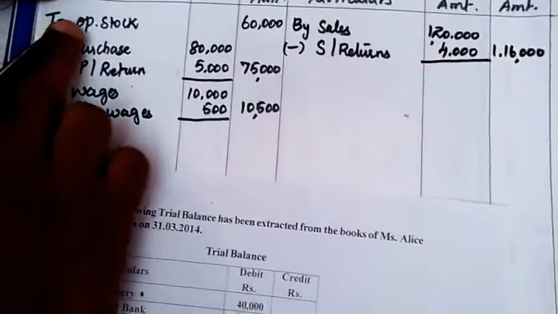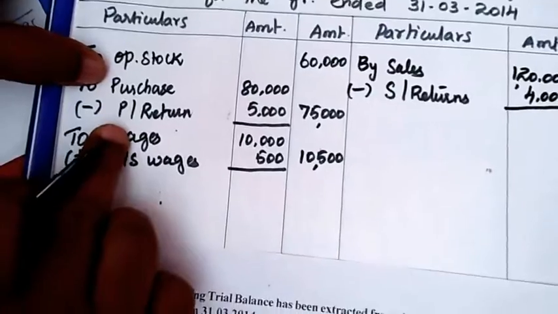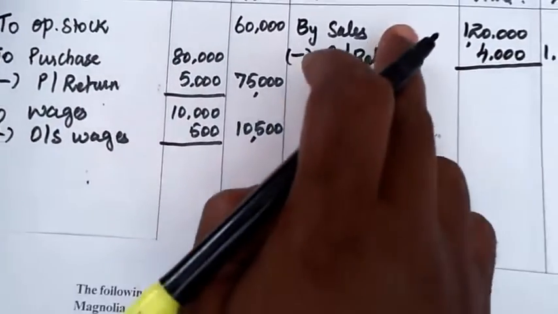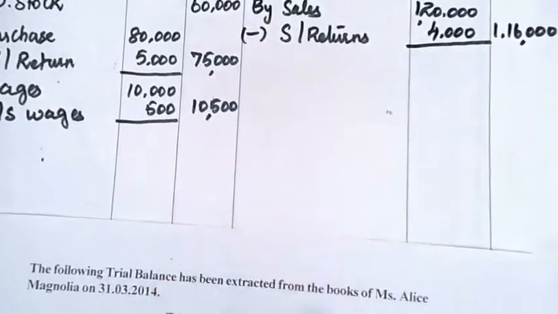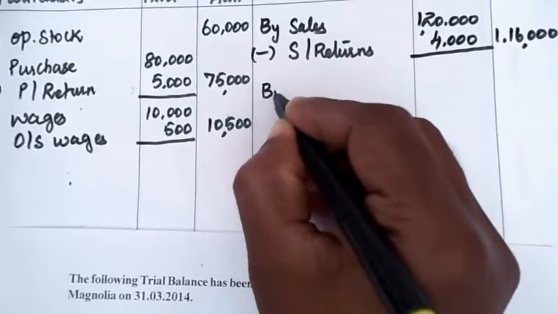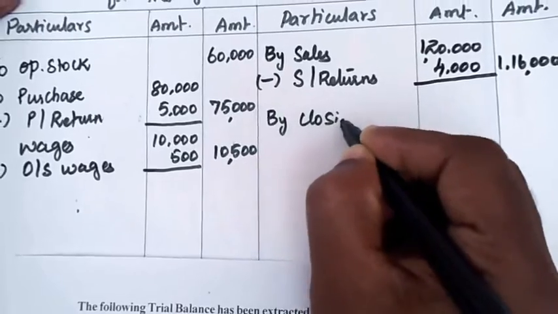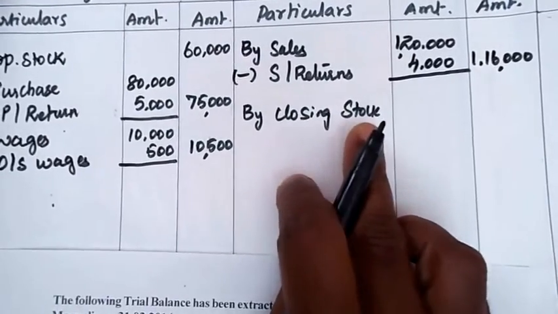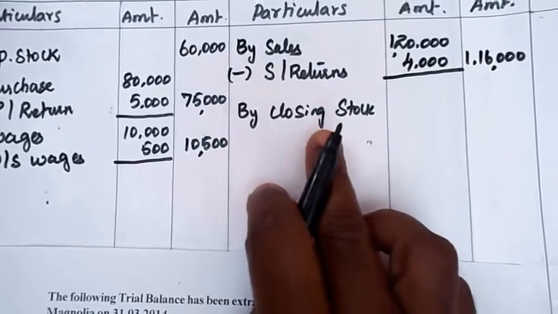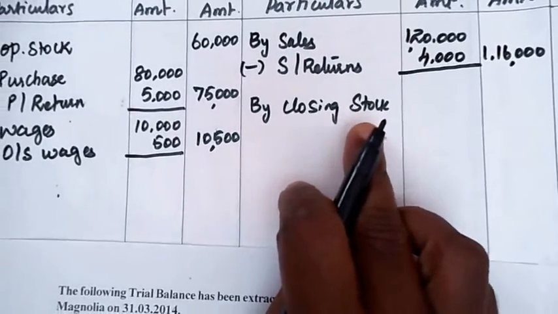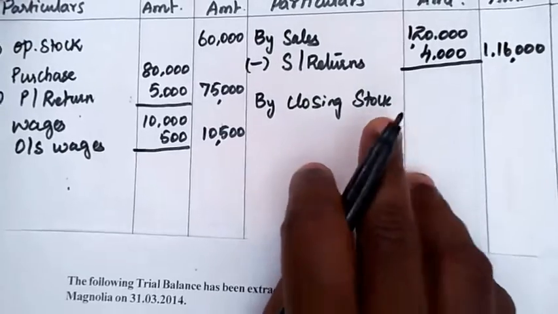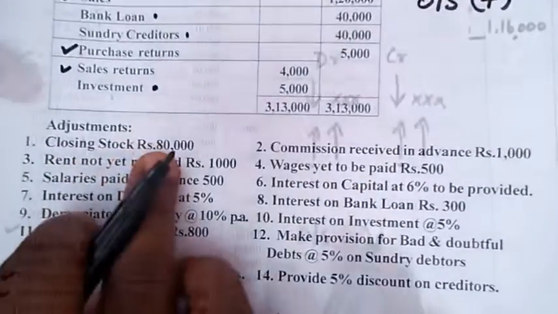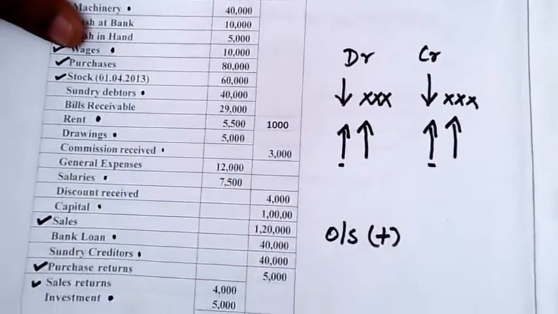Then, so we have entered opening stock, purchase, less purchase return, and direct expense, that is wages is given, and then credit side, sales minus sales return is there. The last one will be closing stock, by closing stock. You can find this amount only from adjustment. So closing stock means stock at the end of the year. This will be the first adjustment. Just see the adjustment. How much amount is there? Closing stock 80,000. Where you will enter this amount?